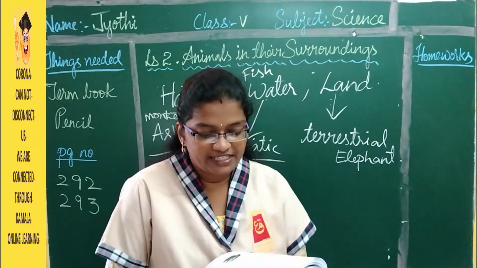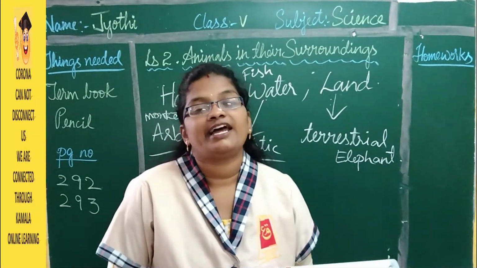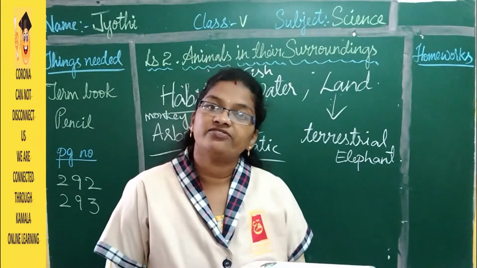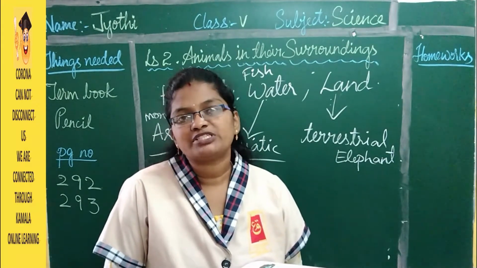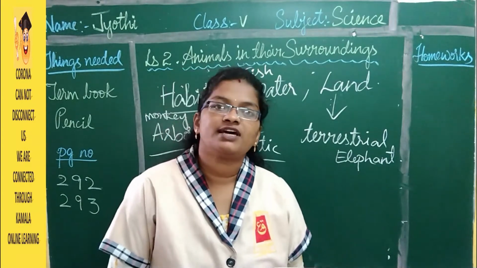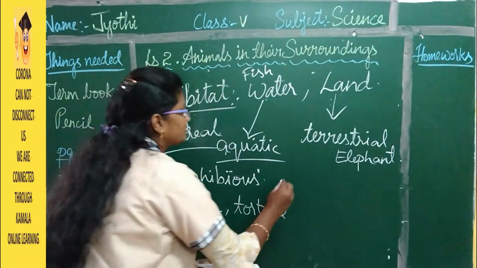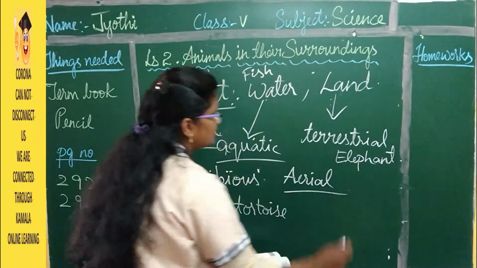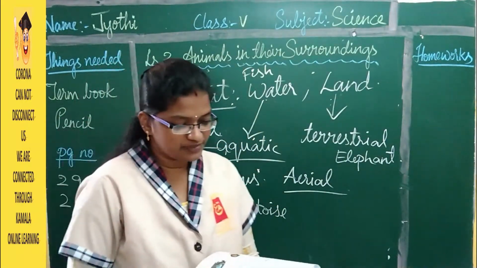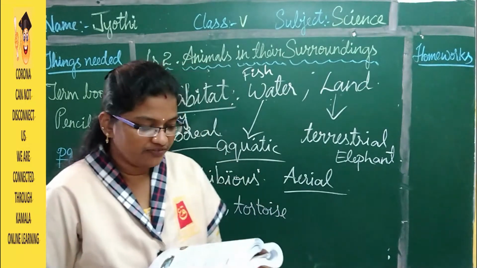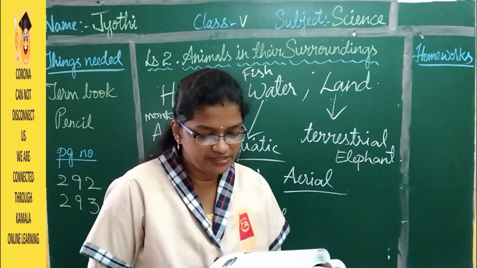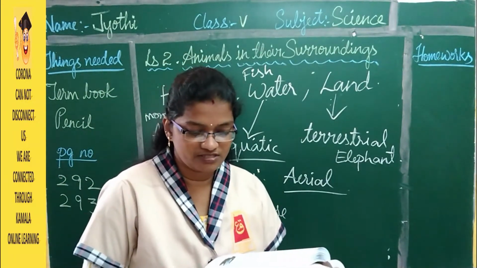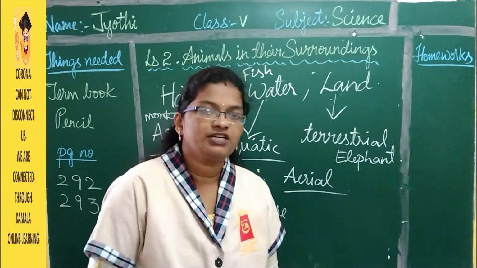Animals that can fly are called aerial animals. Animals that can fly like parrot, pigeon, peacock, all these are called aerial animals. In order to survive in their unique surroundings, animals have different body features. Let us learn about them.